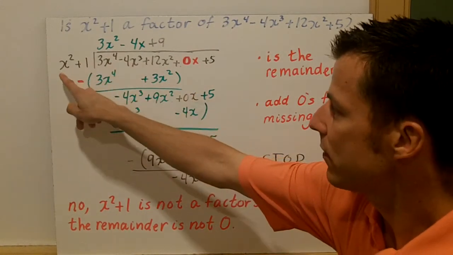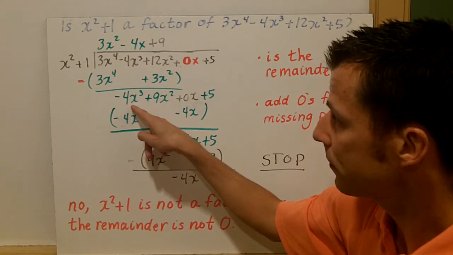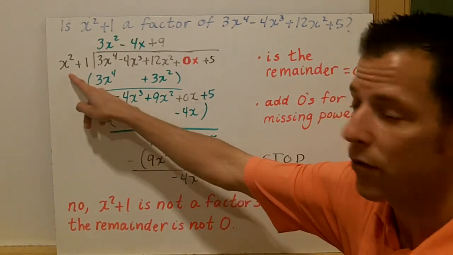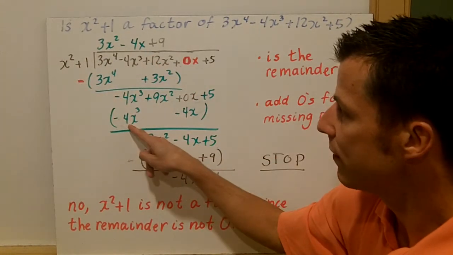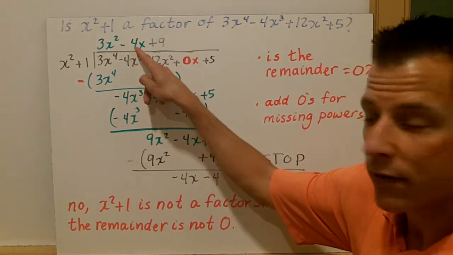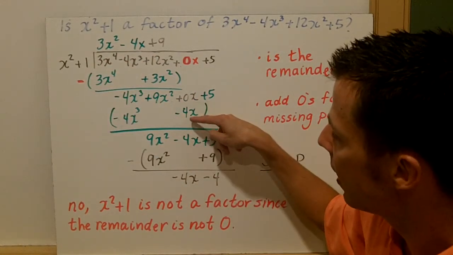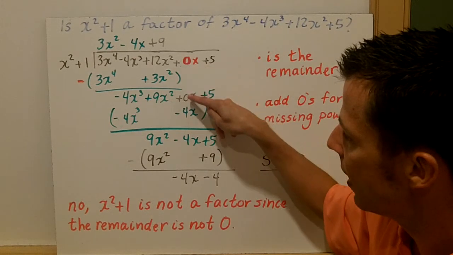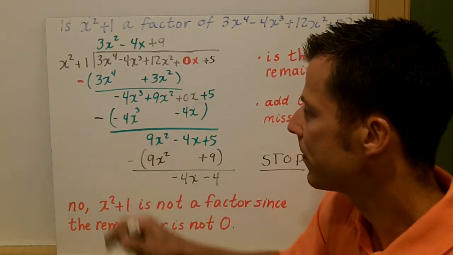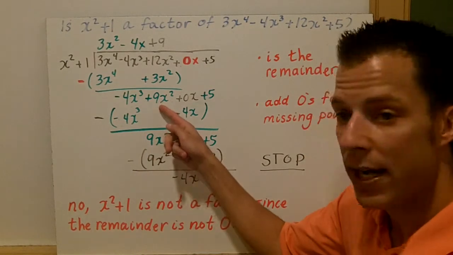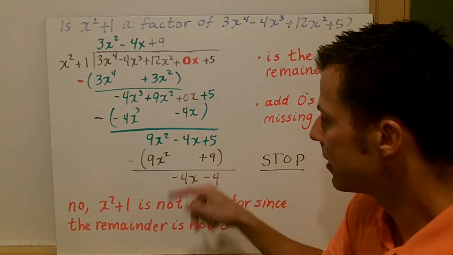So now we ask ourselves, does x squared go into negative 4x cubed? The answer is yes. It goes in there negative 4x times. So negative 4x times x squared is negative 4x cubed. Negative 4x times 1 is minus 4x. And again, we align our like terms up. There's that 0x. So we're going to subtract off these terms. And we have 9x squared left. 0 minus negative 4 becomes positive 4x.